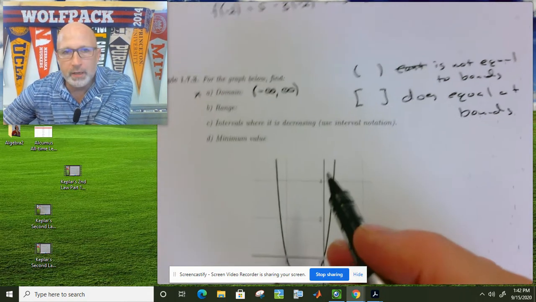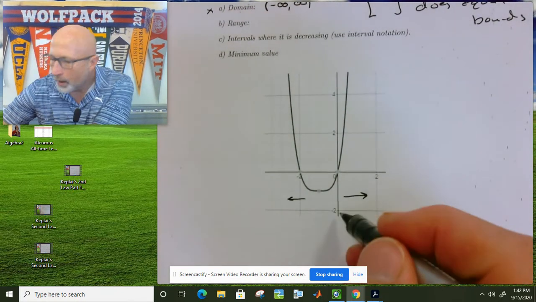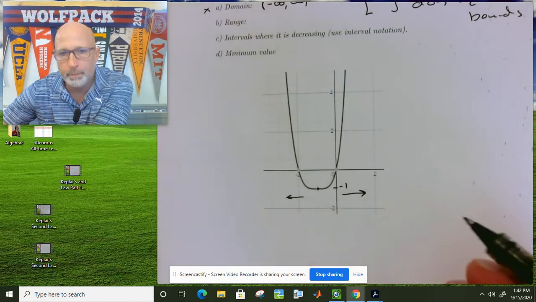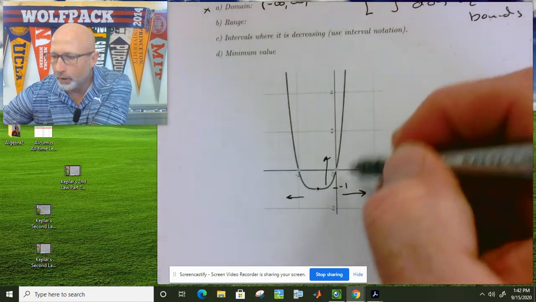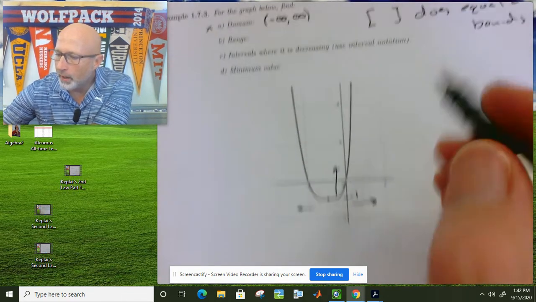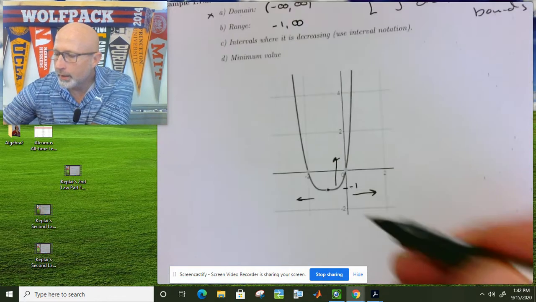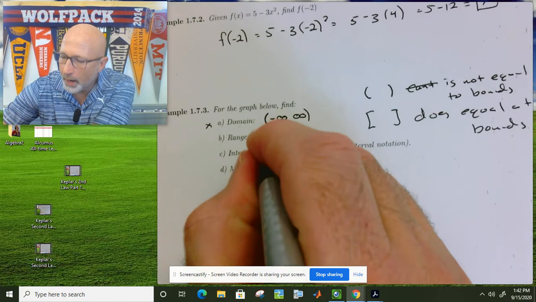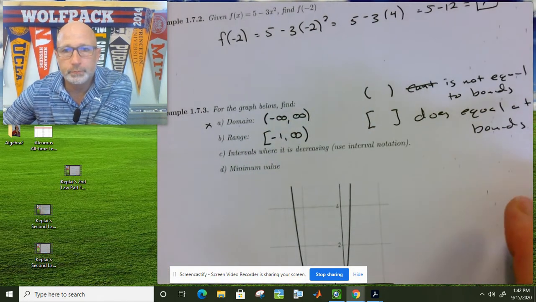Okay. Now the range is a set of y values. If you notice down here, and I know it's hard to see, this is negative 2, so this y value is negative 1. So it's going to be at negative 1 and everything up above. It's going to go up forever. So it's going to go from negative 1 to infinity. It can equal negative 1, so we're going to write this as a bracket, and then parentheses because it can't be equal to infinity.